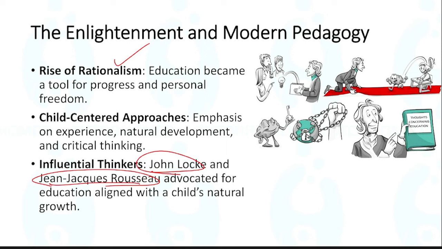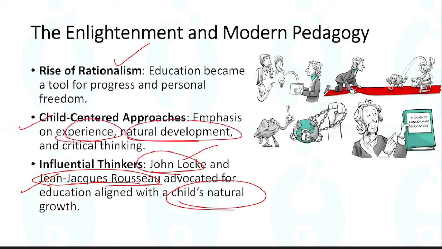That is where thinkers like John Locke and Jean-Jacques Rousseau advocated education aligned with the child's natural growth. As the child grew, the type of education had to change. That is what they mentioned. So child-centered approaches, emphasis on experience, natural development and critical thinking were emphasized in the enlightenment of modern pedagogy.